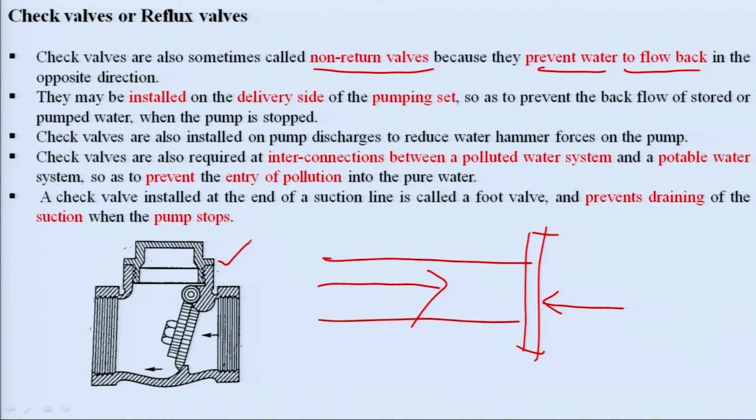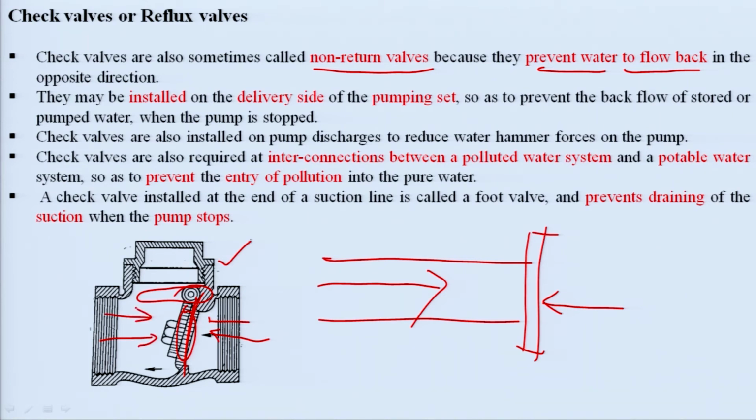From this figure we can easily see that if the water is flowing in this direction, this particular valve will open like that. As soon as the supply of water is stopped, what will happen? This valve automatically closes, and once it is closed, the water cannot move in the backward direction. Okay.